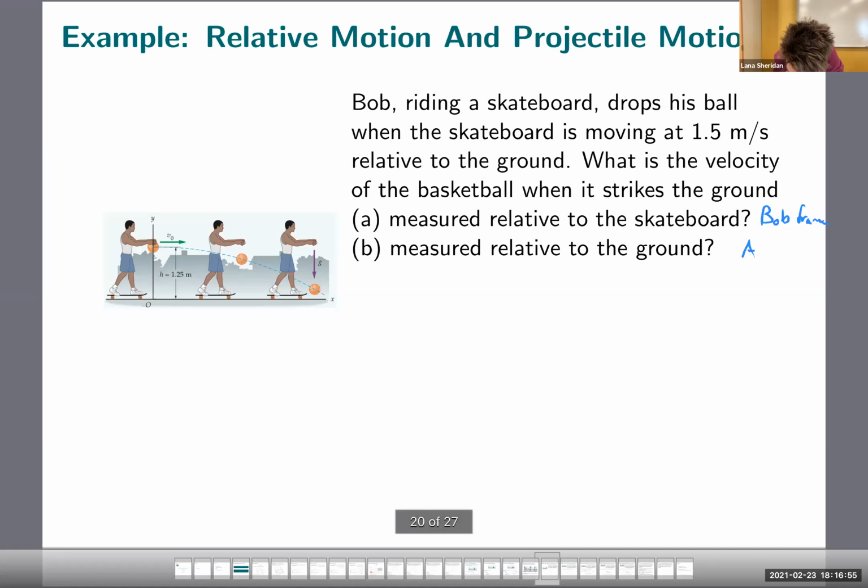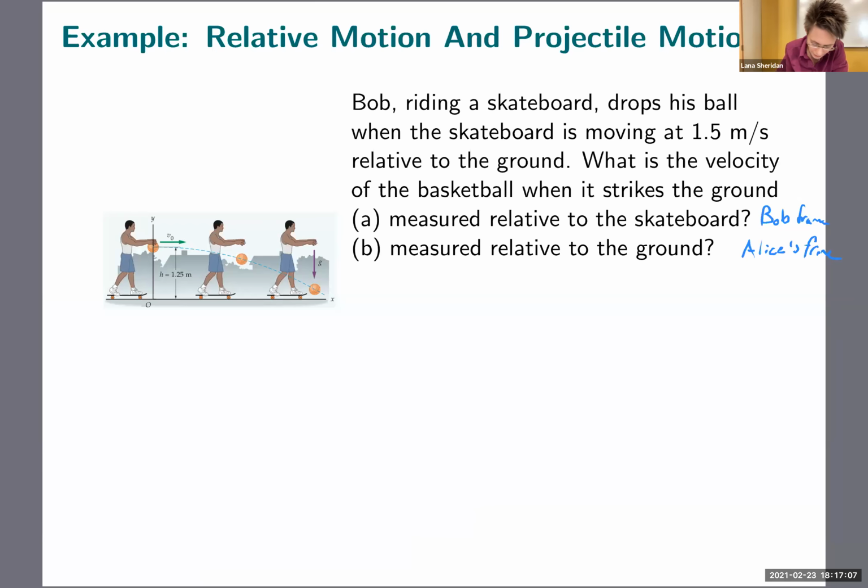This is Alice's frame. Alice will be the observer standing still on the sidewalk, and Bob is on the skateboard. Okay, try and see if you can work this out. We're told the initial speed of Bob relative to Alice. That's the velocity with which Bob is moving relative to Alice.